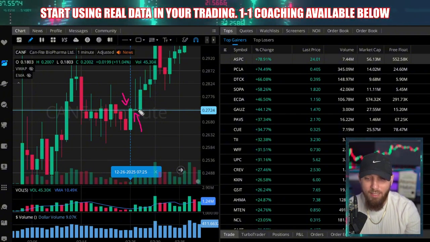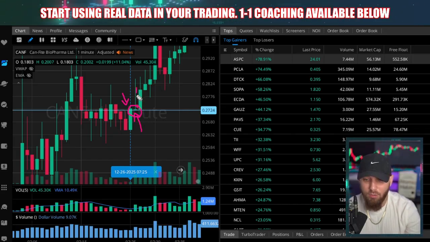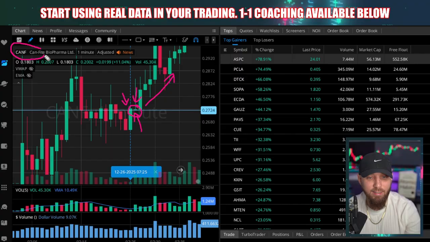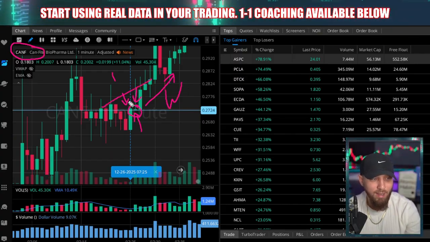As soon as we get this one to close green, what I found is this is the one that has the higher win rate percentage. You enter on this candle right here, and you ultimately go for this move up. Now, with that being said, did I take CANF is the question, because this one ultimately was a winner. I did not take CANF.